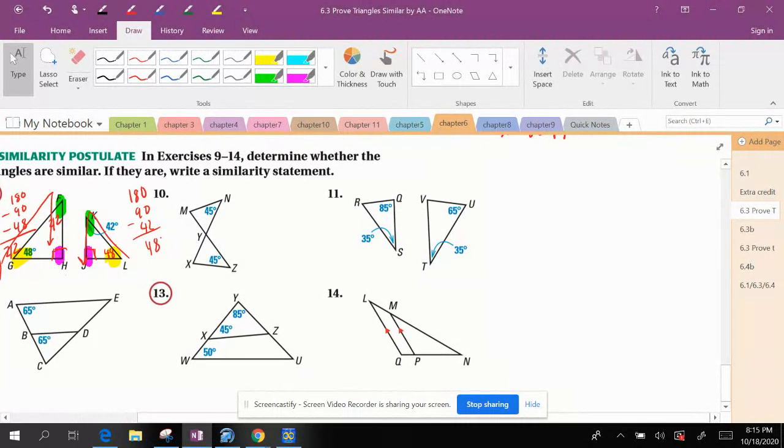Number 11, I gotta find out the missing angle. So I already see that S and T are congruent. Let's figure out if R and V are congruent. So I'm gonna subtract from 180, 85 minus 35. I end up with 60 degrees right here. So these two are not congruent and not similar because only one angle matches up.